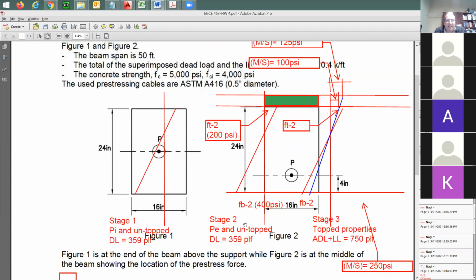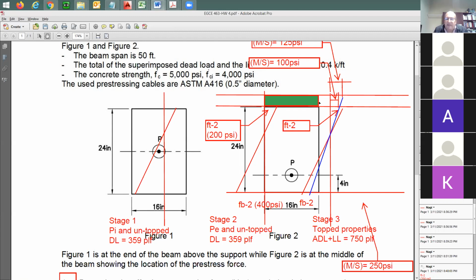Now all the stresses are locked in. The beam, this double T, excluding the topping, which is not there yet, has taken the stresses from the pre-stress force. The pre-stress force is gone. I cannot touch it anymore. It is gone.